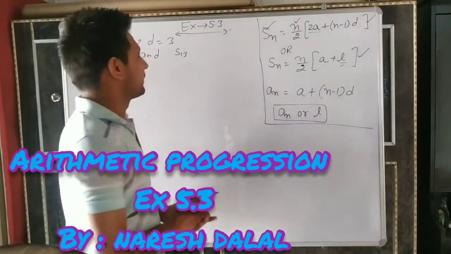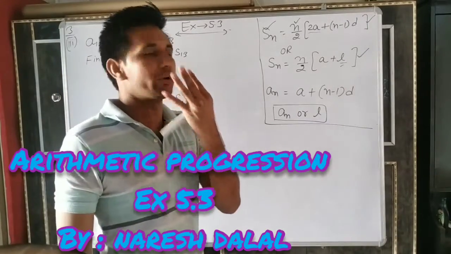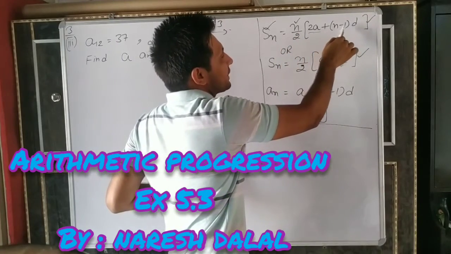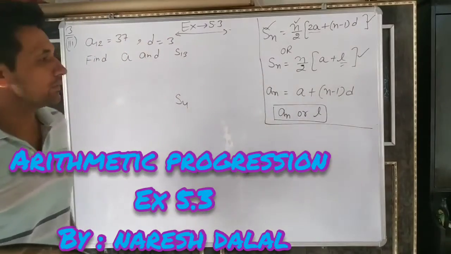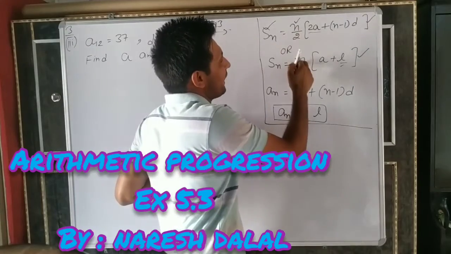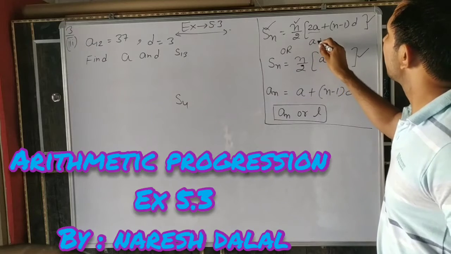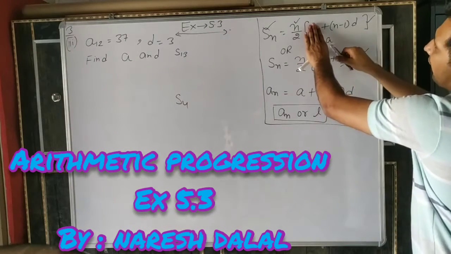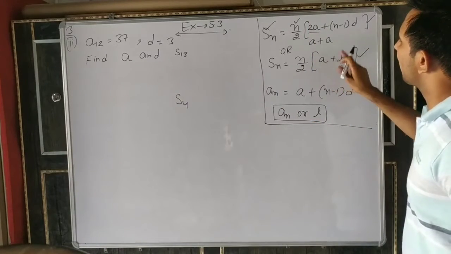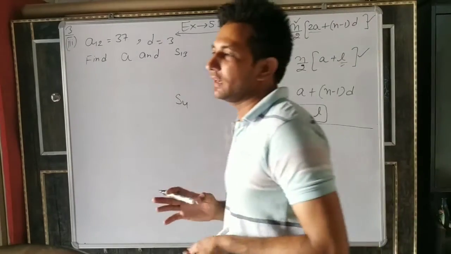Suppose you write S4, it means find the sum of the first 4 terms. So Sn equal to n upon 2 bracket 2a plus n minus 1 into d. Understand, dear? Or sometimes you can write Sn equal to n divided by 2 bracket a plus a, and everyone knows a plus n minus 1 into d is always equal to an. So that's why we write a plus l. L means last term of an AP.